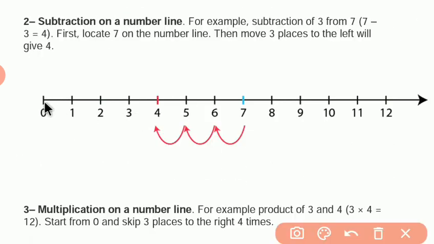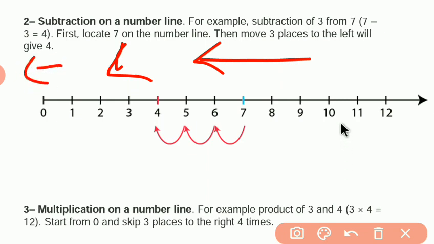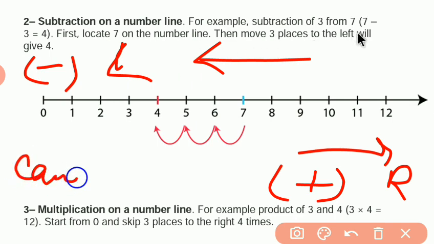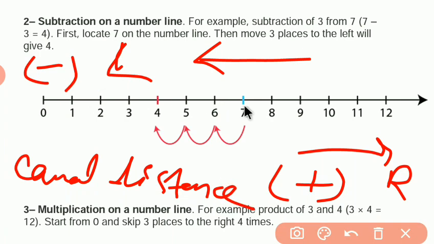So we know how to represent whole numbers. First we will represent the numbers on the number line from 0 to, we have taken till 12. And one more thing you have to see here is that there should be equal distance between each whole number in the number line. 0 to 1, 1 to 2. We have taken equal distance here. So first we have to subtract 3 from 7. So first we will go from 0 to 7.